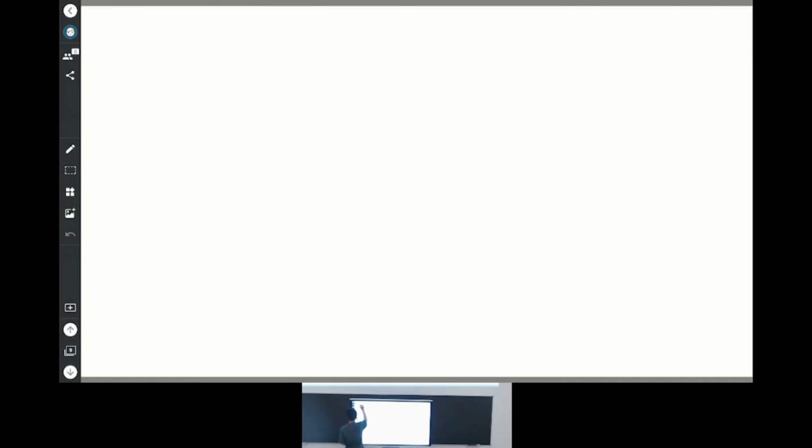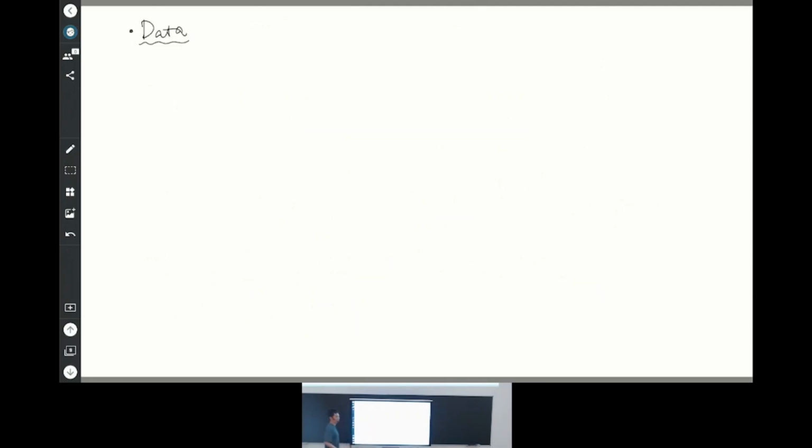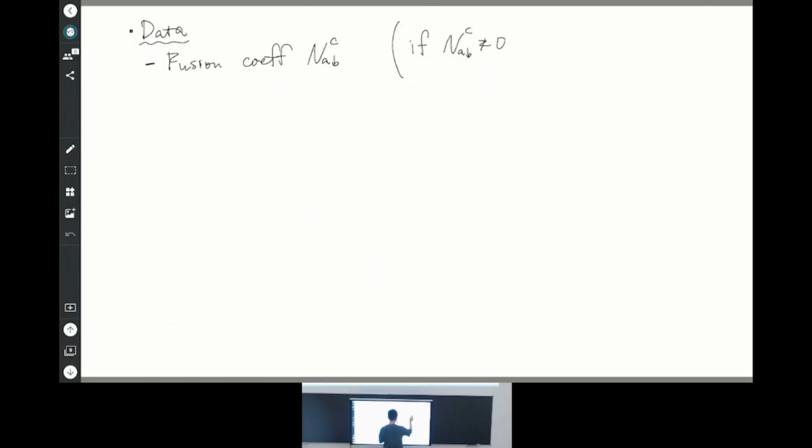So in 1+1 dimension, the non-invertible symmetries are basically given by what's called a fusion category, and that is a well-studied object. The data that characterizes the fusion category consists of the following. The first important data is, of course, the fusion coefficient, which basically determines how things can be multiplied. And in particular, this also governs not just how you can multiply the lines, like a topological line operator, but also whether you can form a junction between different lines.